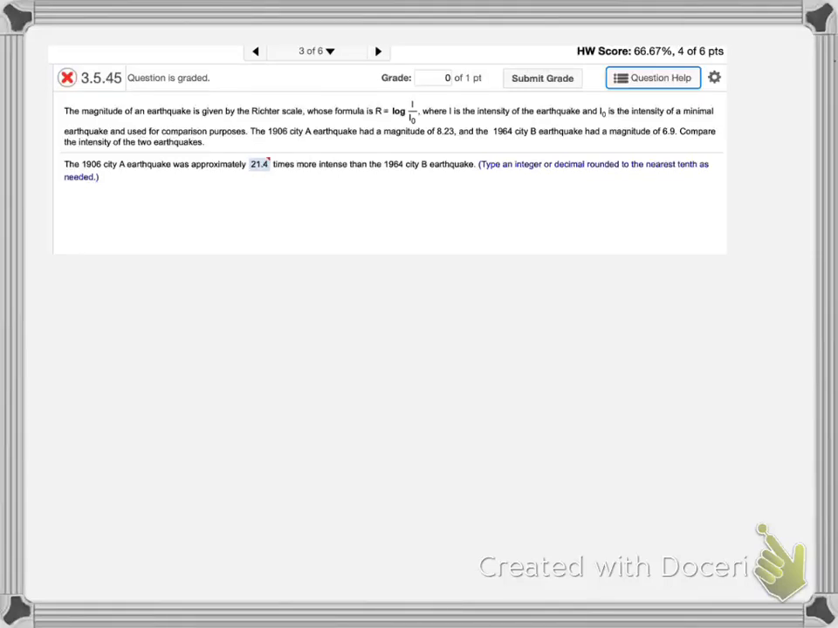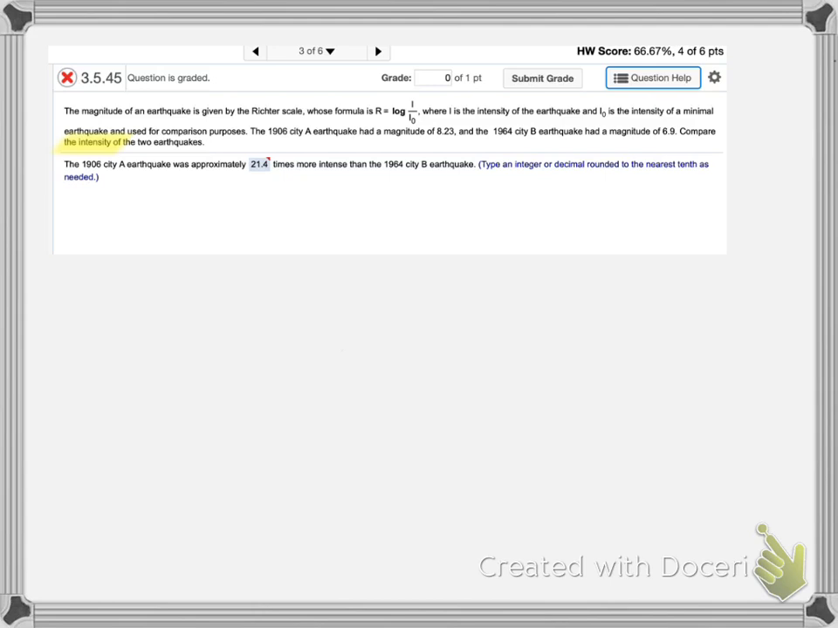All right, so when I'm reading this problem, it's comparing two cities, and they're giving you the magnitude, which, if you read the problem, is the Richter scale, the same thing as what we would be plugging in for R. I is intensity, and I sub 0 is the intensity of a minimal earthquake. So what it's asking you to do is compare the intensity piece. We want to set up both equations for both cities, and then solve for I for both of them so that we can set them equal to each other.